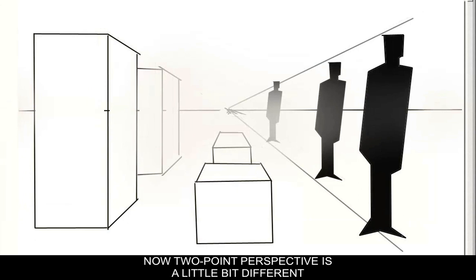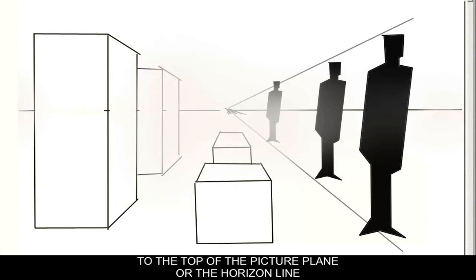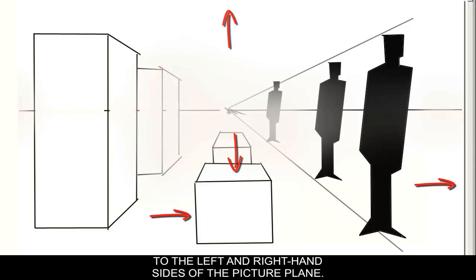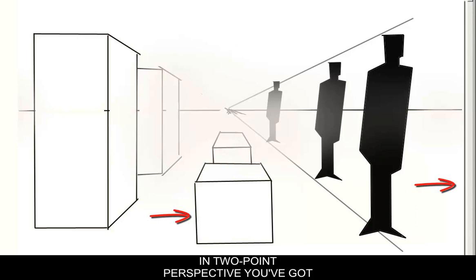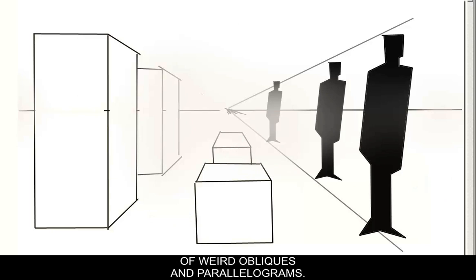Now, two-point perspective is a little bit different because in one-point perspective, the front of the box is parallel to the top of the picture plane or the horizon line, and the sides of the front of the box are parallel to the left and right-hand sides of the picture plane. In two-point perspective, you've got a slightly different kind of notion, and things become sort of weird obliques and parallelograms. So let's start by taking a look at this.